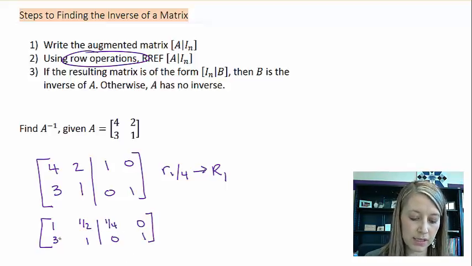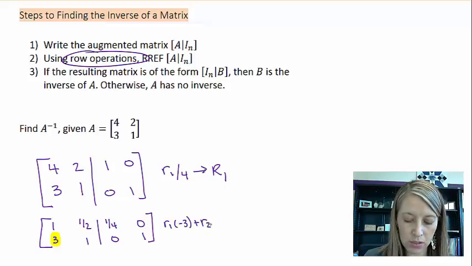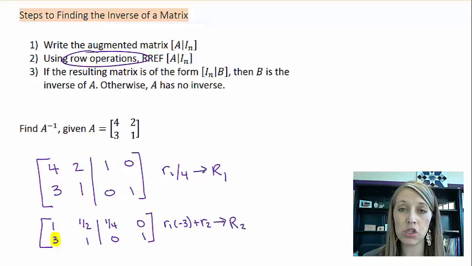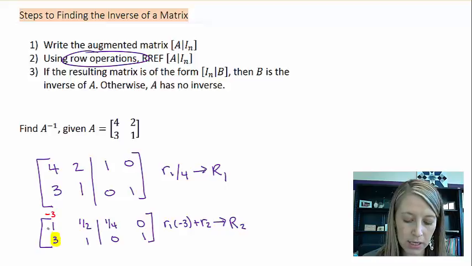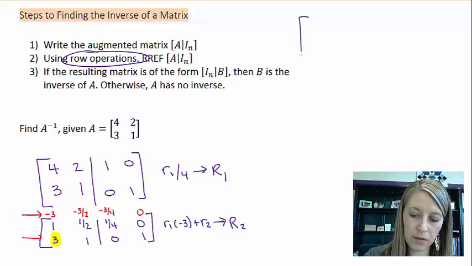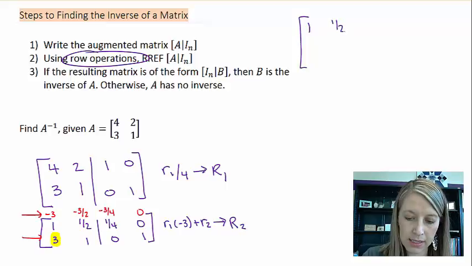Okay, then we want a 0 where this 3 is. So I take my row 1 times a -3 and add it to row 2, and I'm going to replace it in row 2. If you need to do some scratch work because you can't do a whole bunch of simple math in your head, go ahead and do that. I'm one of those people. So I'm going to multiply my row 1 times -3 up here. So this gives me a -3/2, a -3/4, and a 0. And so I'm going to be adding these two rows. So my row 1 stays the same.